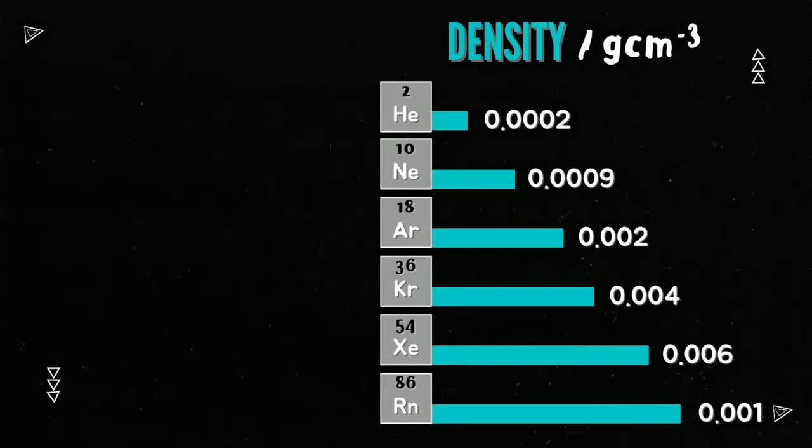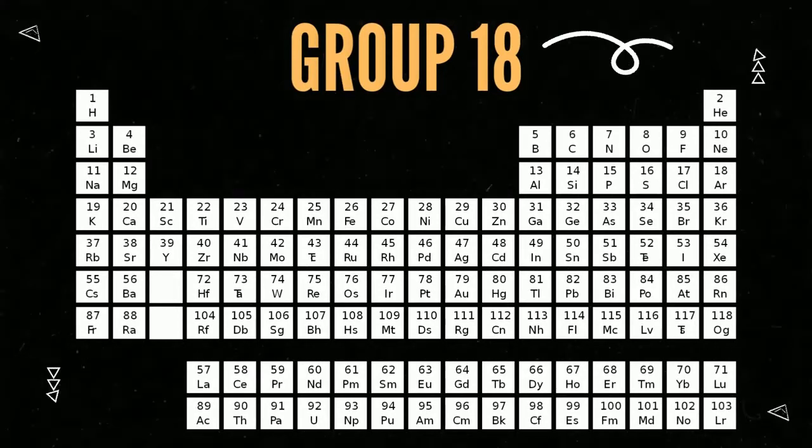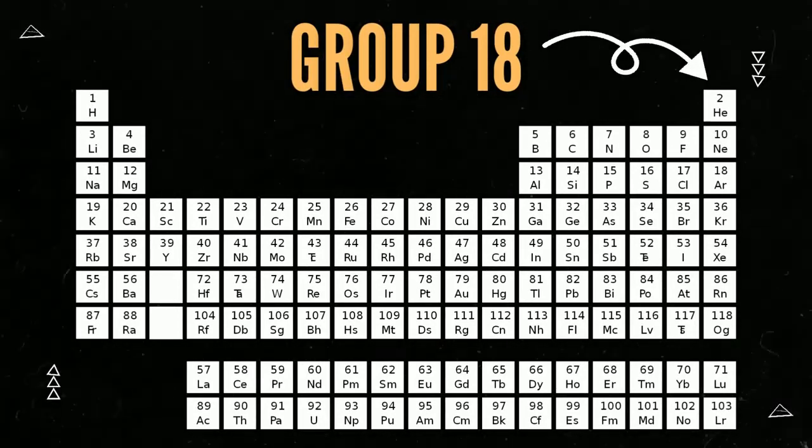So now we know the basics of noble gases, the group 18 elements, also known as group 0. Their stability is one of their main characteristics, allowing for many real-life applications.